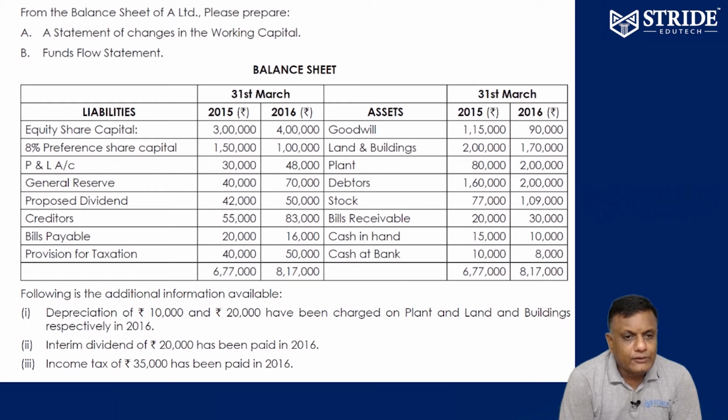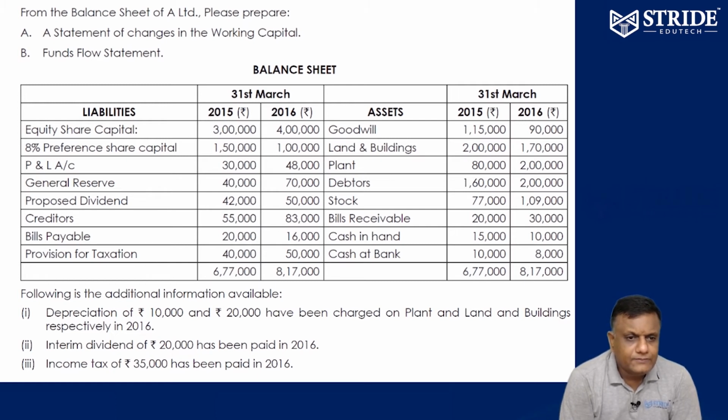P&L account: opening 30,000, closing 48,000. So in the adjusted P&L account, we have opening 30,000 by balance brought down, and 48,000 to balance carried down, closing. General reserve increased from 40,000 to 70,000. So the difference of 30,000 we have to debit in the adjusted P&L account. Proposed dividend 42,000 and 50,000. Last year's dividend of 42,000 is now paid, therefore it is an application of funds. The 50,000 current year proposed dividend we can take to the adjusted P&L debit side.